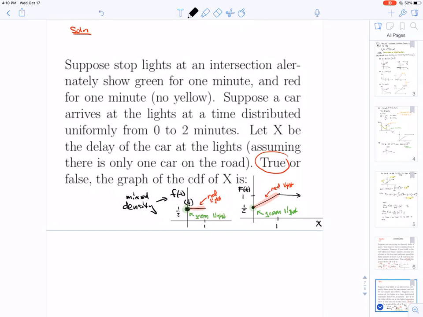You can take a look at what the density is. This is the density for the delay, right? So what are the possible values of the delay? You could have no delay, or the most delay that you could have is 1 minute, right? When do you have no delay? You have no delay when you arrive at a green light. What's the chance of you arriving at a green light? Well, the car's arrival at the light is distributed uniformly from 0 to 2 minutes. So there's a chance of 1/2 that you're going to arrive during a green light. So the probability that your delay is 0 is 1/2.